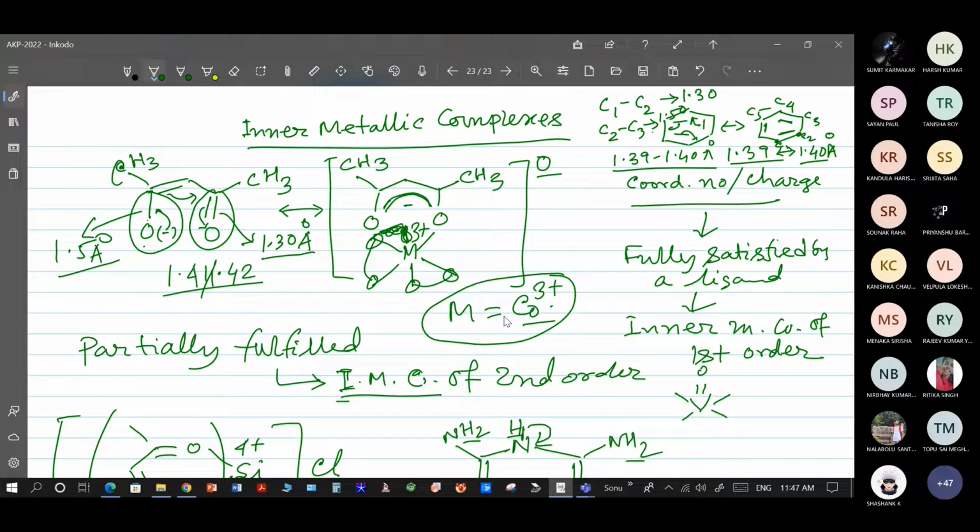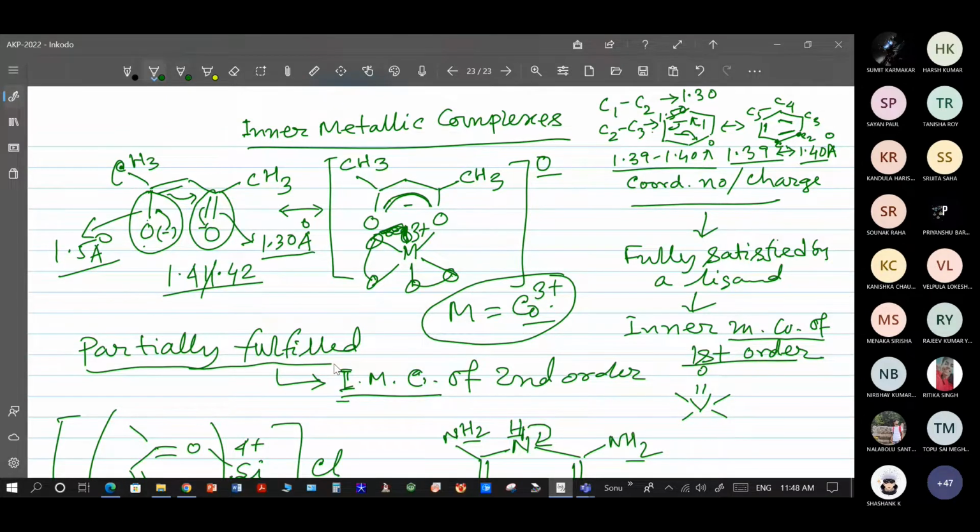So definitely your ligand system must have a neutral as well as an anionic donor center. If it does, then it is definitely going to fulfill some of the coordination number, as well as the charge of the central metal atom. If it is fully satisfied, then it will be called an inner metallic complex of first order, and if it is not fully satisfied, then it will be called an inner metallic complex of the second order, or partially fulfilled.